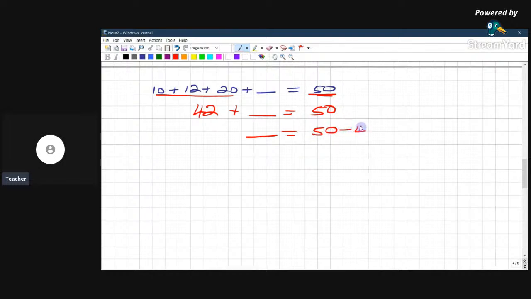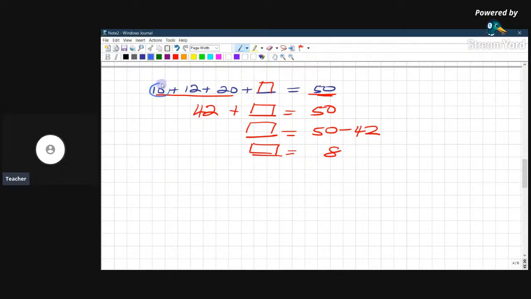50 minus 42. And this would be what? 8. All right. So whatever we're looking for, let's make this into a box then. So the unknown here would be equal to 8. Cool. Now that we know that, we can then, in terms of a percentage, work this out.